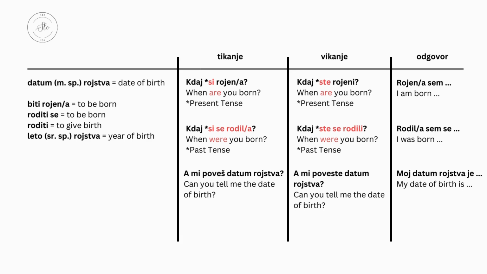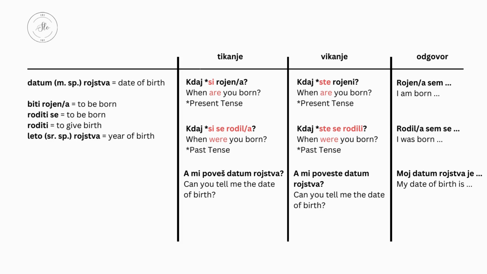If we use vikanje, we ask: Kdaj ste se rodili? If you're a man, you can reply: Rodil sem se. If you're a woman, you can reply: Rodila sem se.